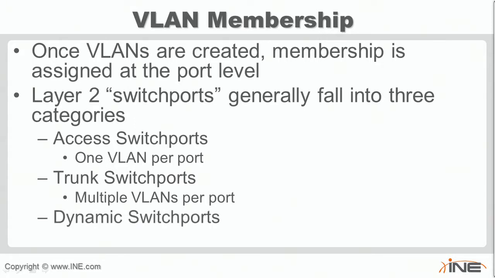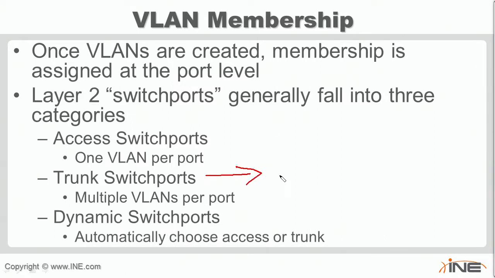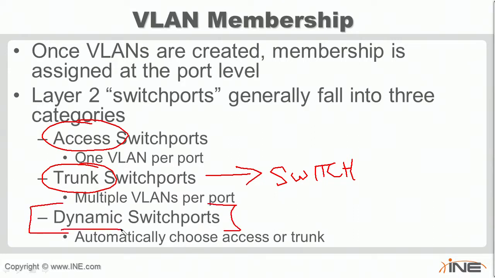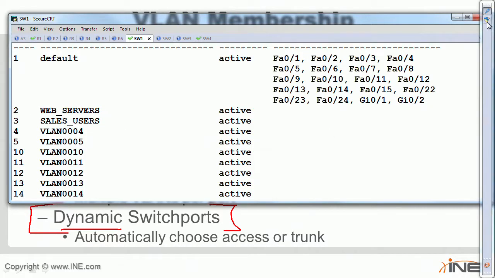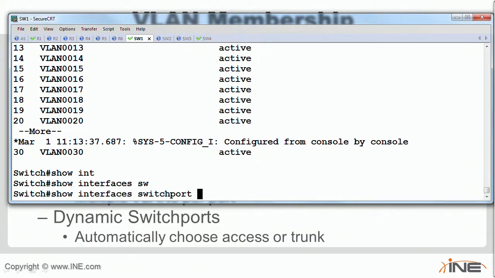Some platforms also support what are known as dynamic switch ports, where it can automatically choose between the two of them. It can figure out, am I connected to another switch, and if so, automatically run the interface in trunking mode, or if I'm not connected to a switch, I'm going to default back to access mode. Most of the platforms run this by default, that the interfaces are in dynamic mode. The way that you can check this, though, is to look at the show interfaces switchport.